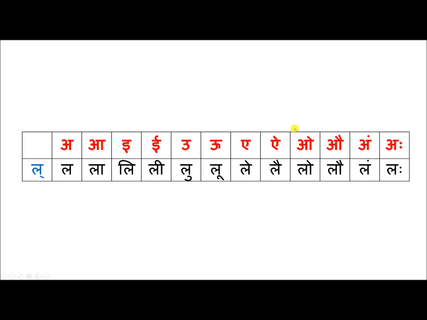Yes. So those are the sounds of L. To recap, it is L plus A equal to L, L plus I equal to La, L plus E equal to Li, L plus U equal to Lu, L plus A equal to Le, L plus I equal to Lai, L plus O equal to Lo, L plus Au equal to Lau, L plus equal to Lum, and L plus Aha equal to Laha.